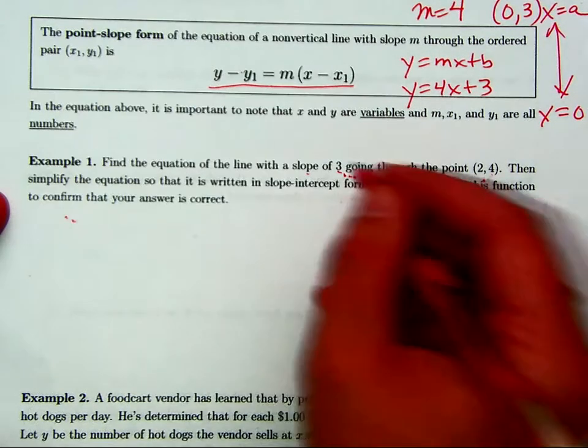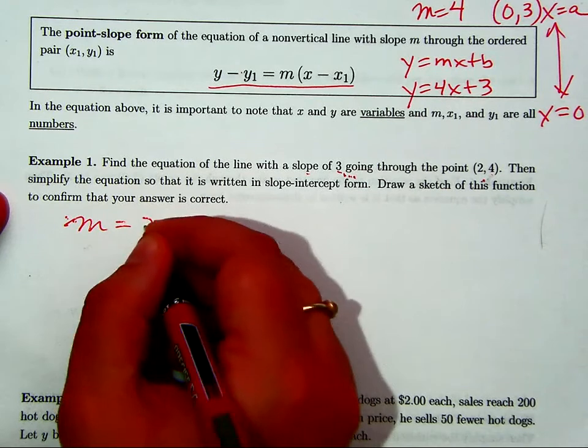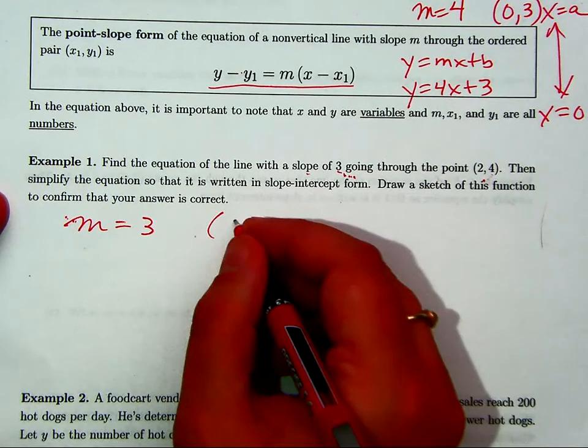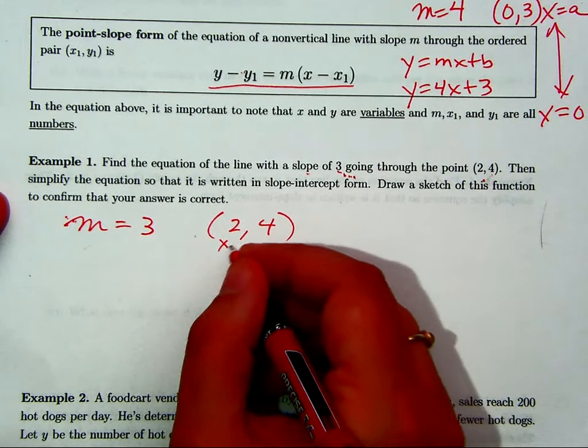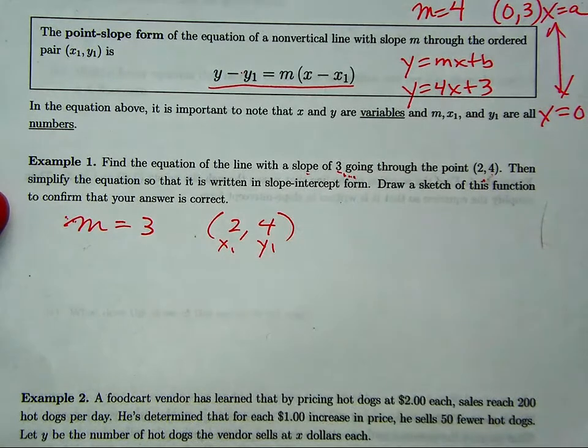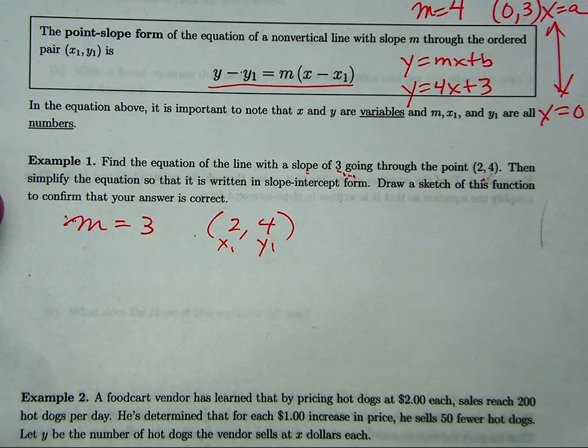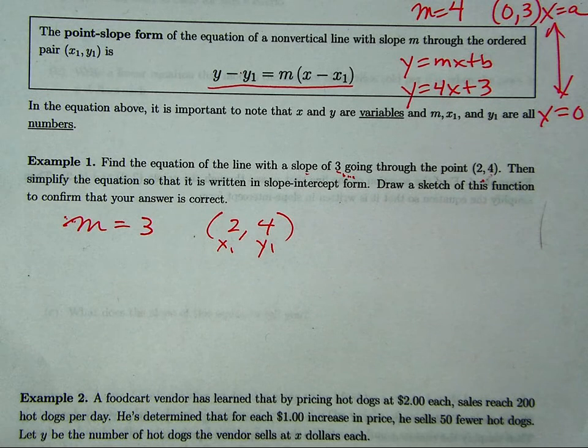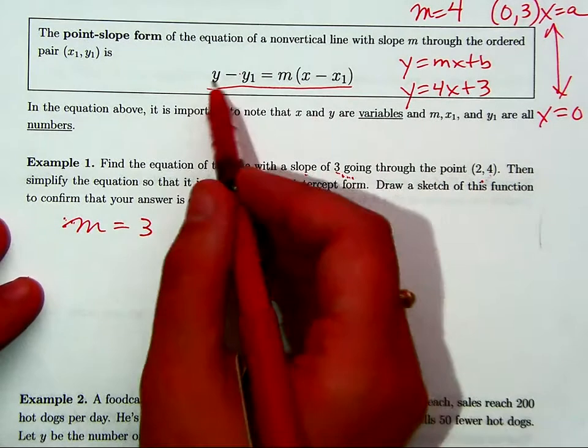So I'm going to use this equation. I'm going to say, okay, my slope m is equal to 3. My point is 2, 4. So that's my x1. That's my y1. Why am I saying that that's x1 and y1? Yeah, it's an ordered pair, exactly.